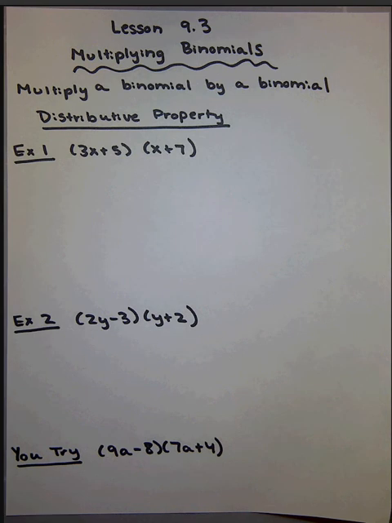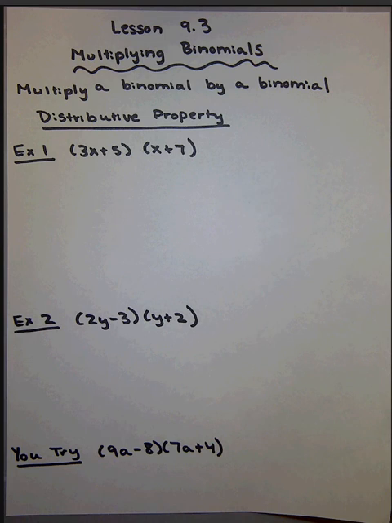This is a video tutorial for lesson 9.3, which is on multiplying binomials. And we're going to start out first by looking at how to multiply a binomial by a binomial. And if you remember, a binomial is a polynomial with two terms. Now there are two different ways you can do this. We're going to start with looking at the distributive property. That's going to be our first method of doing this.